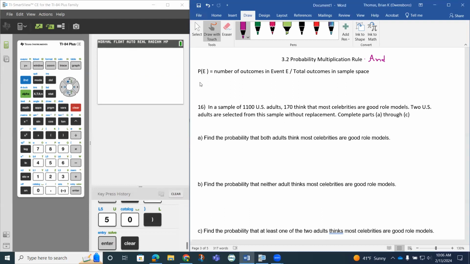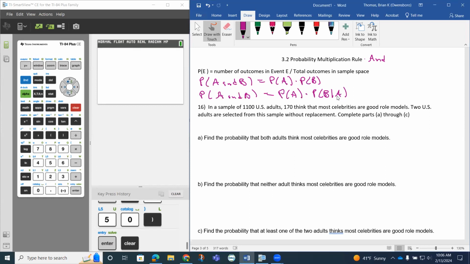Now, as far as the multiplication rule, or the AND rule, goes, if we have the probability of A and B happening, and they're independent of each other, that's going to be the probability of A times the probability of B. But there's also another one: the probability of A and B is the probability of A times the probability of B, given that A has already happened. So that's our vocabulary and our symbols for that.